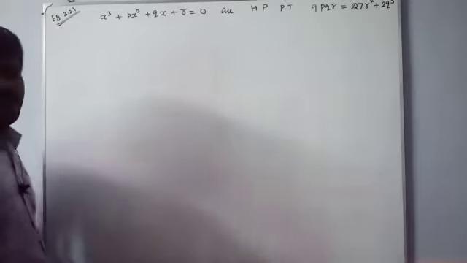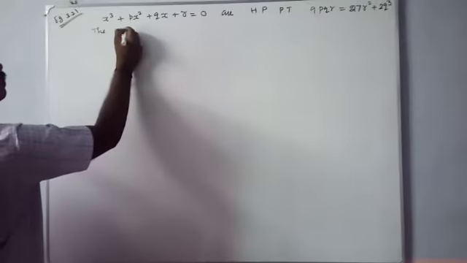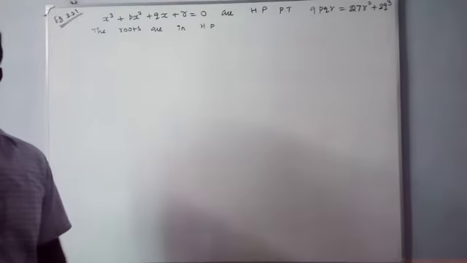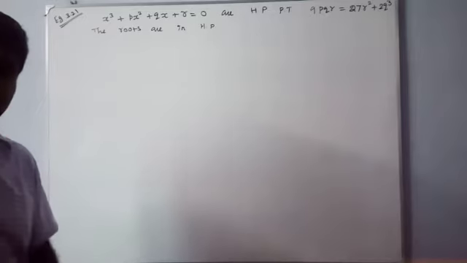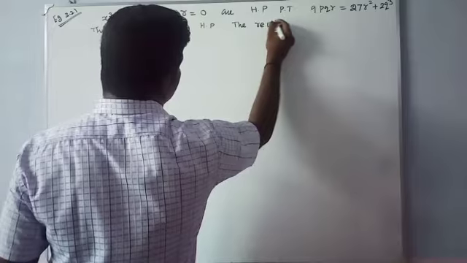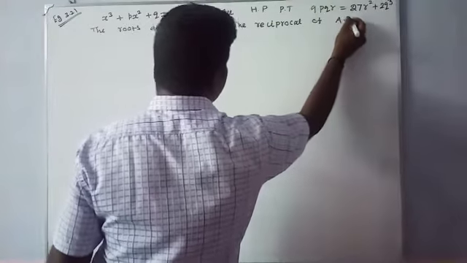Given the roots are in HP. HP means harmonic progression. Do you know harmonic progression? It is the reciprocal of AP. The roots are in the reciprocal of arithmetic progression. Right? So the equation may be changed.